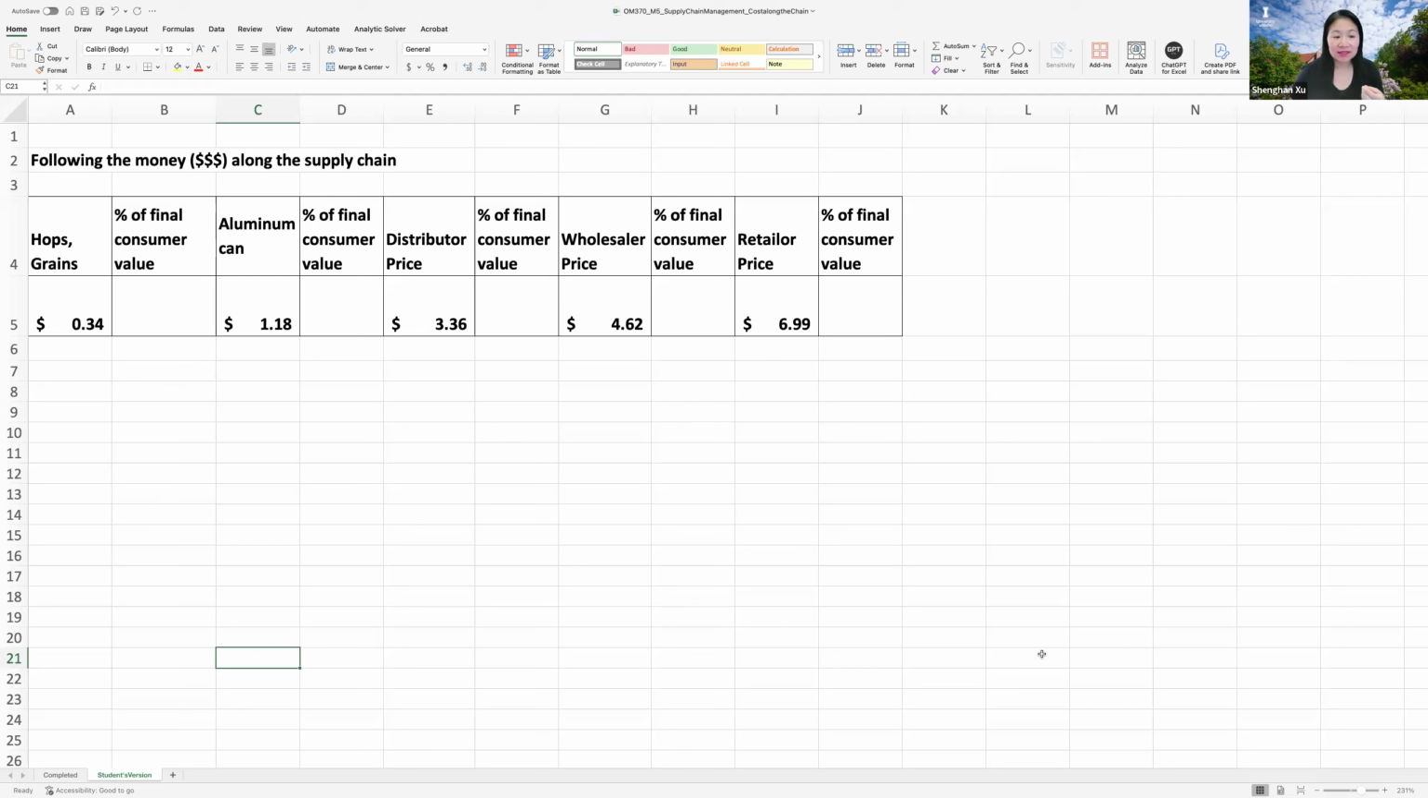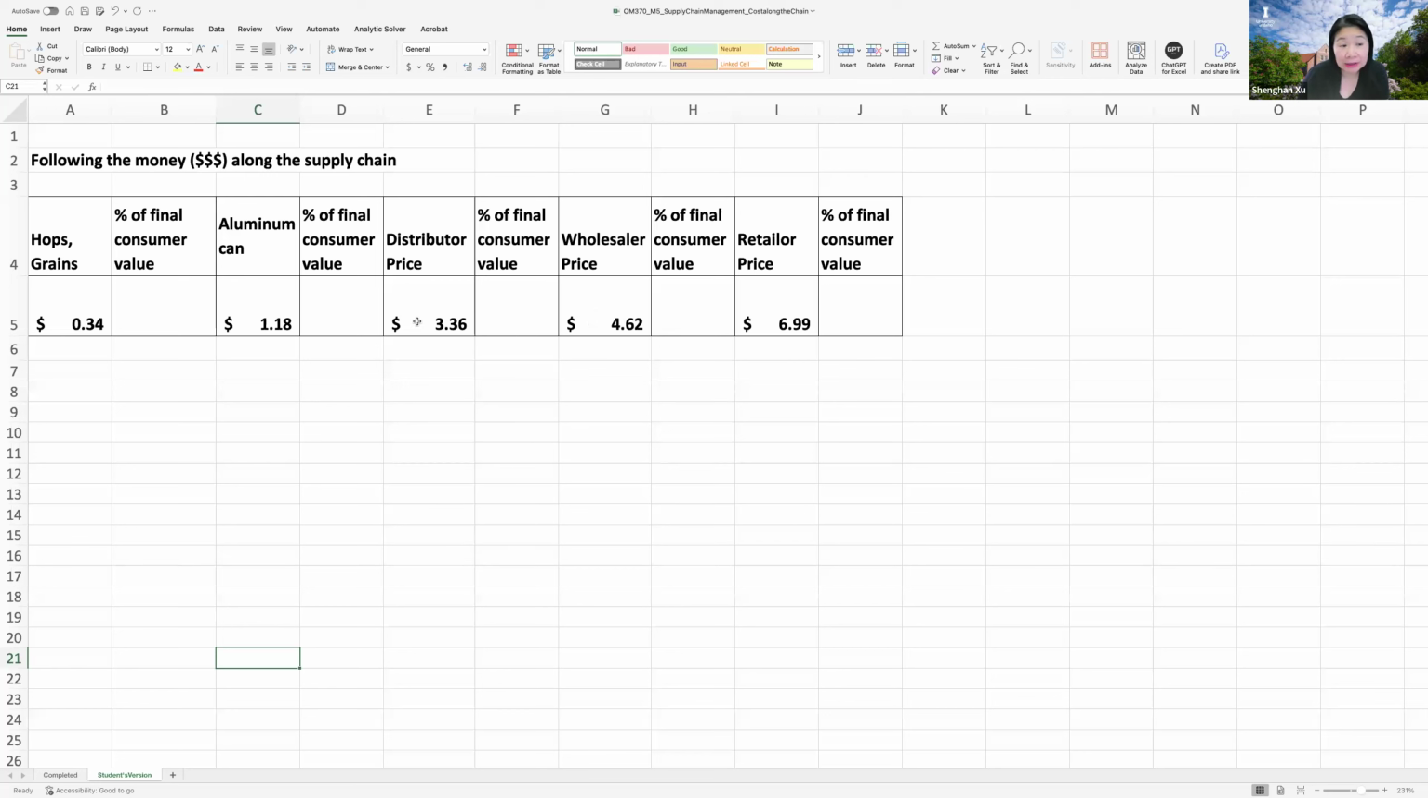So as a consumer, you go to the grocery store and you see a six pack, and then we say that the retail store put a price tag of $6.99, right? Let's assume you go to Walmart. The retailer gets the product from the wholesaler. Now, wholesalers sell for $4.62 to the retailer, right?